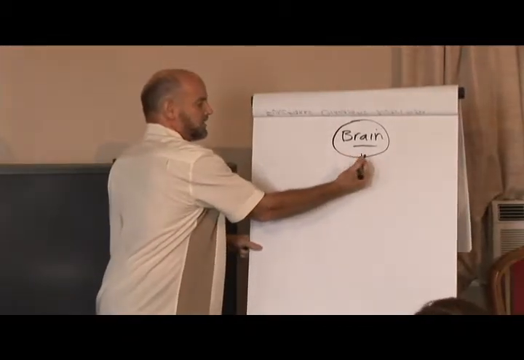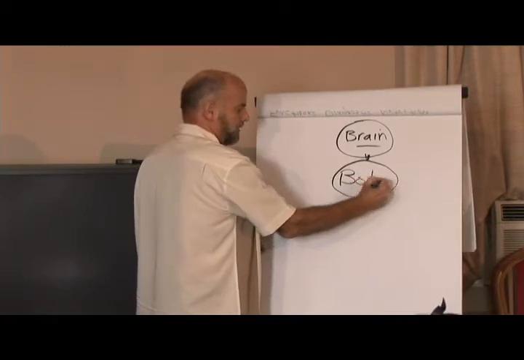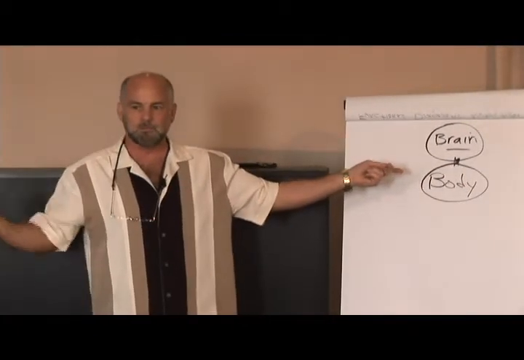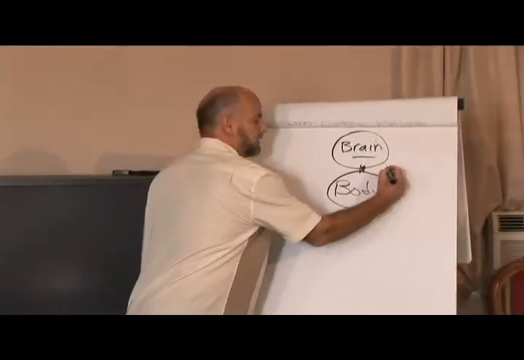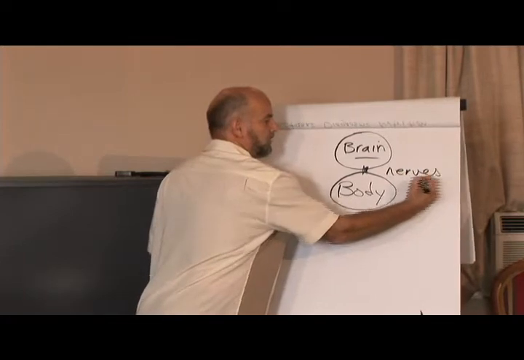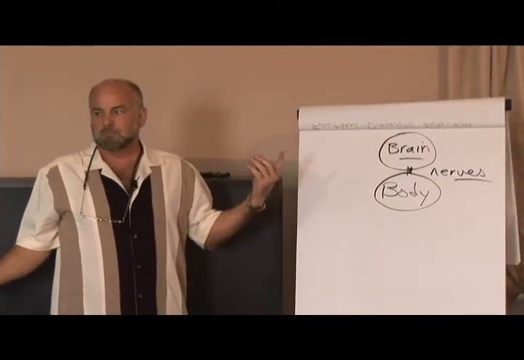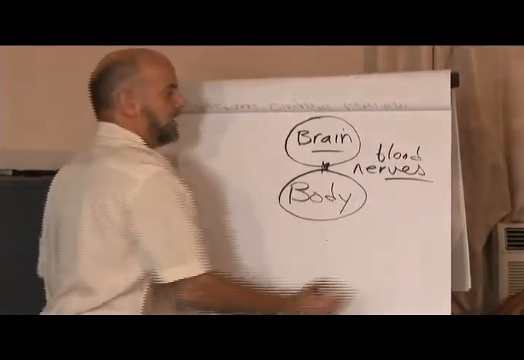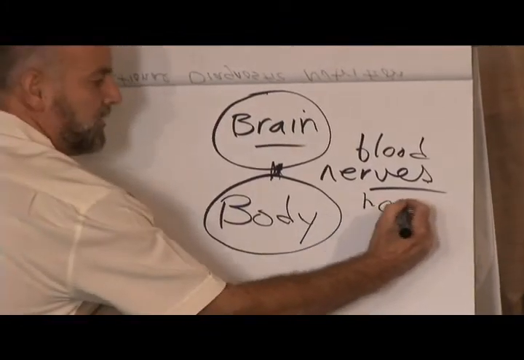And the brain is connected to the, let's just say this is the body. And there are certain ways it communicates. Just name a way, anyone. How does the brain communicate with the body? Someone said nerves. Awesome. Another way. The blood, okay? And what travels through the blood? Hormones. Okay, that's good enough for now. So the brain's communicating with the body.